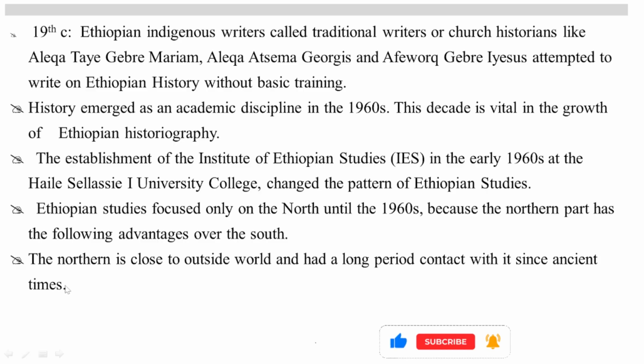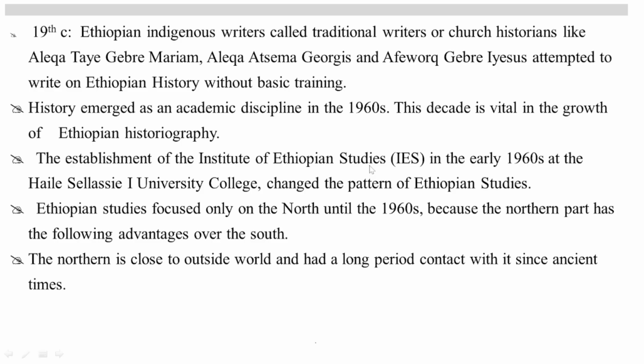The 1960s was a vital decade in the growth of Ethiopian historiography. First, the establishment of the Institute of Ethiopian Studies. Second, the opening of the history department at Haile Selassie I University College, the first department in Ethiopia. Third, they also started special study of history as a full subject. This means an advantage for Ethiopian historiography in the 1960s.